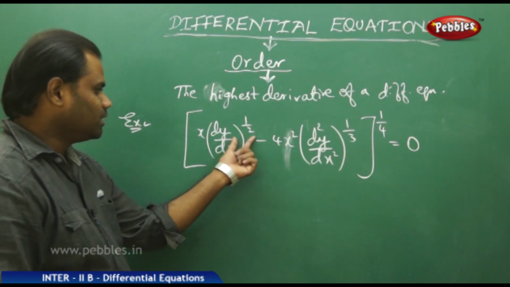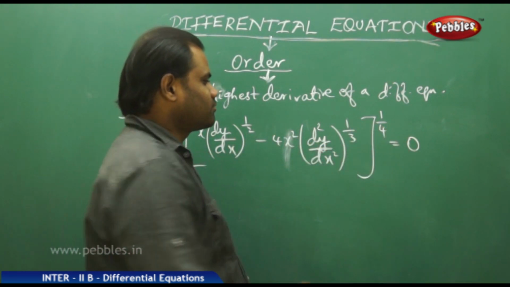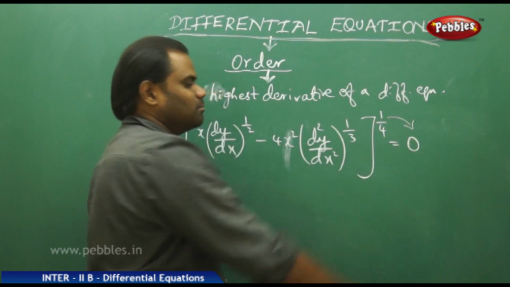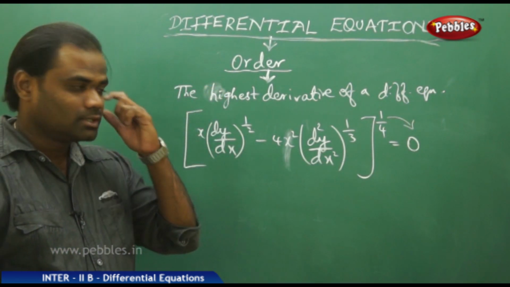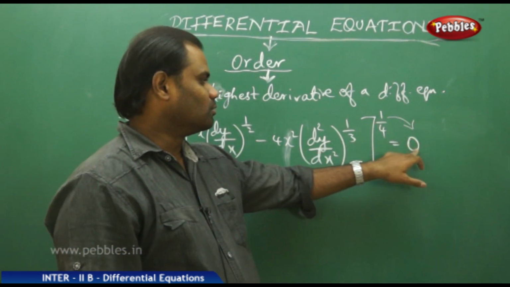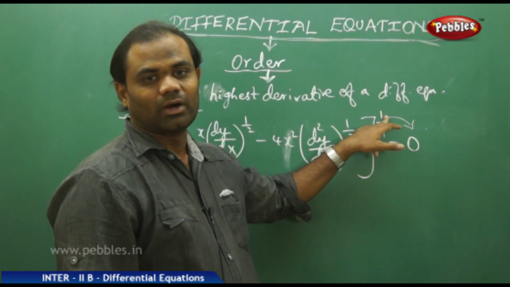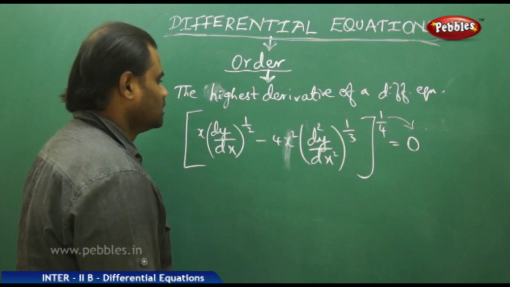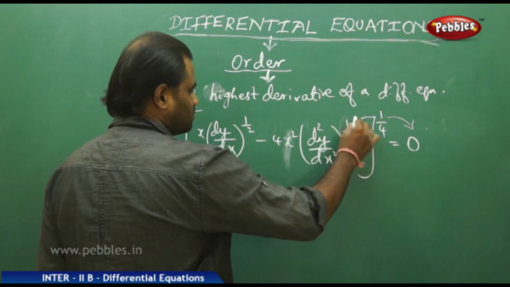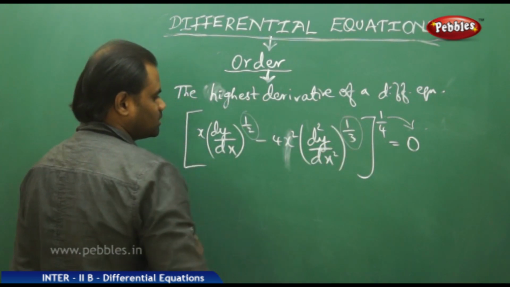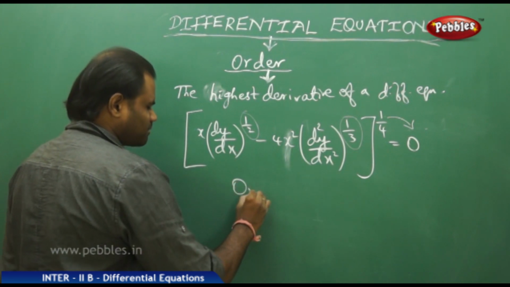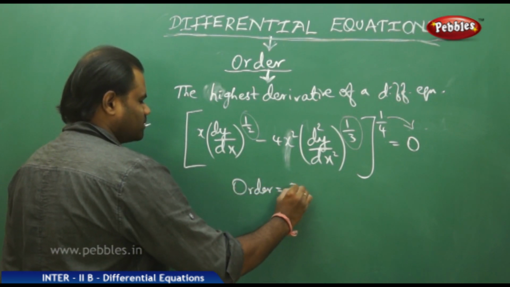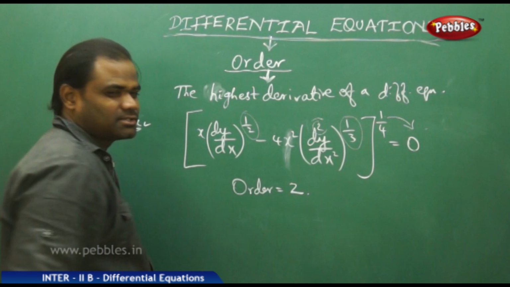Now, as we have each of them with fractions, this fraction gets eliminated to 0 because raising to the power 4, this becomes power 1 because 4 vanishes when multiplied with 4 on both sides. Now, the next task is making them as integers. Therefore, clearly I see that the order of this differential equation is 2 because this is the highest derivative.